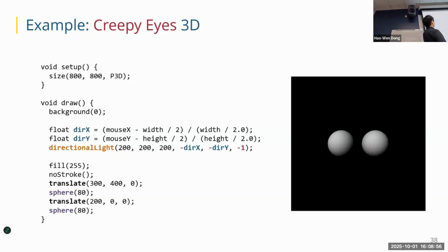So basically what you want to see is where the direction will be. Direction X would depend on mouseX minus width divided by 2, divided by width divided by 2.0. So basically you want to see where the X direction is, where the Y direction is, and you want to set up a directional light from your mouseX, mouseY, all the way to these two spheres. Basically, that's the idea. So now, if your mouse is here, there will be a light coming from your mouse, and that's a directional light.